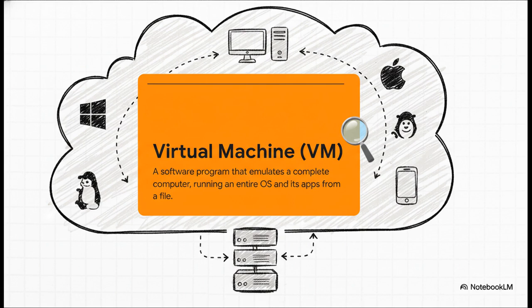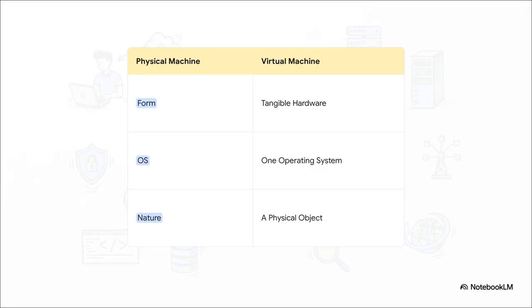A virtual machine isn't hardware you can touch. It's a really clever software program. What it does is it emulates, or pretends to be, a complete physical computer. And this trick allows it to run a whole operating system, think Windows, Linux, whatever, and all its apps all wrapped up neatly inside one single file on your main computer, your host machine.